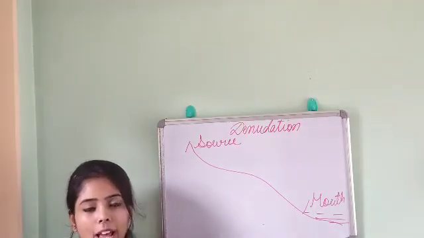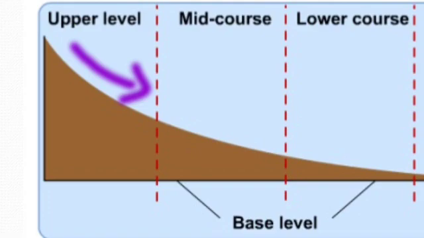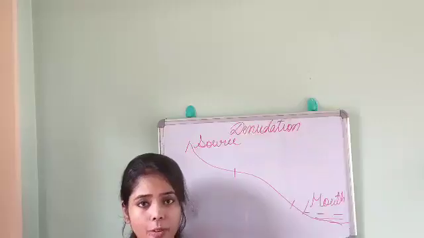Now this river profile is divided into three parts. One is upper course, second is middle course, and last one is lower course. Upper course means when the river is flowing through the mountainous region. At that time the river will have more energy and the power of erosion will also be more. So this phase is known as the upper course of the river.